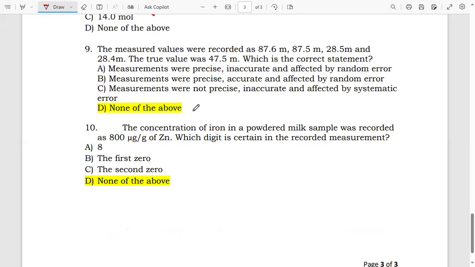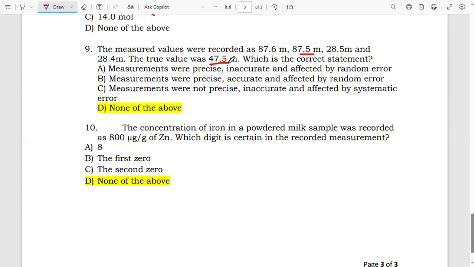Okay, so number 9 is on accuracy and precision. They are saying the measured values were recorded as 87.6 meters, 87.5 meters, 28.5 meters, and 28.4 meters. Okay, and then the question comes now. They're saying the true value was 47.5 meters, and which of the following is the correct word statement?